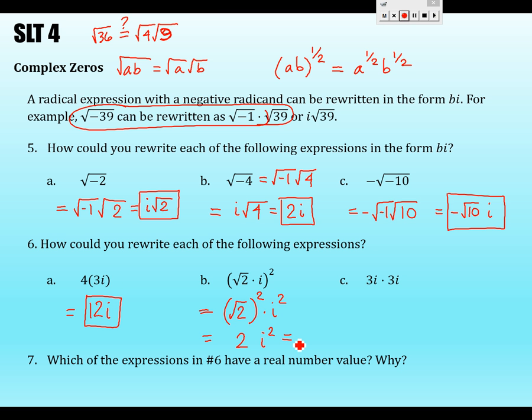Let me push you on this. Look at number 4. i squared, also known as negative 1. Good. So what's your final answer? So it's just 2 times negative 1, just negative 2. So we get -2. Just -2 is where I want you to land on part B. Yeah? -2 is where I want you to land.